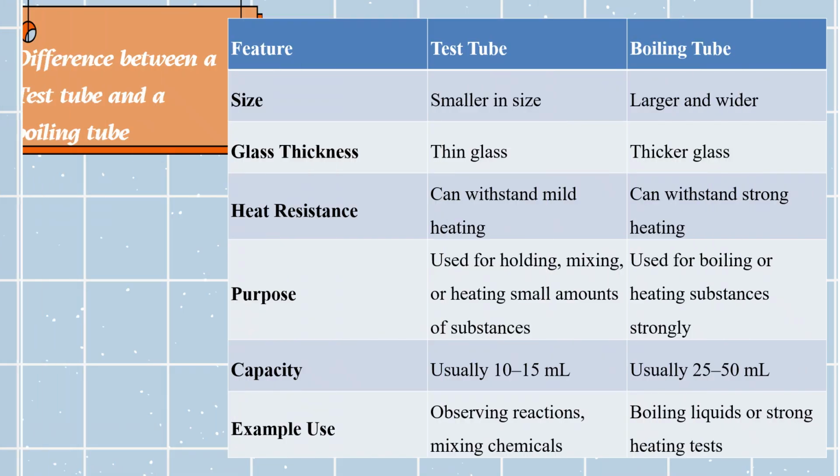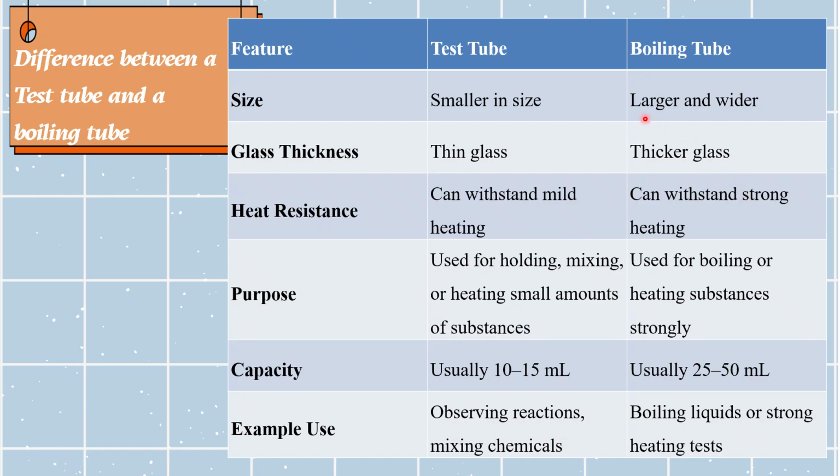The next thing that we are going to discuss is the key differences between the test tube and the boiling tube. Here I have summarized all the differences in the form of a table so that you will be able to keep track of the exact difference between both apparatus. Since a test tube is smaller in size, it has thin glass and it can withstand mild heating, not strong heating. We can use it for holding and mixing or heating small substances. The volume varies between 10 to 15 ml, and we can use it for observing reactions and mixing chemicals.